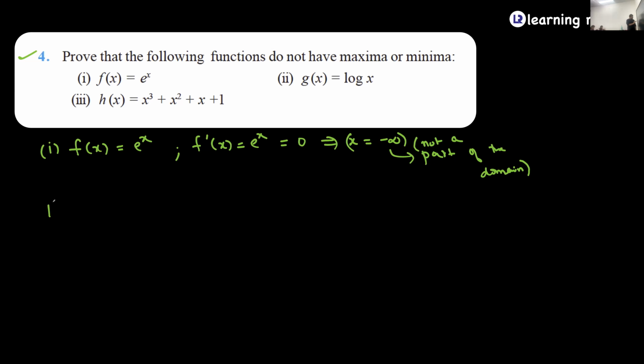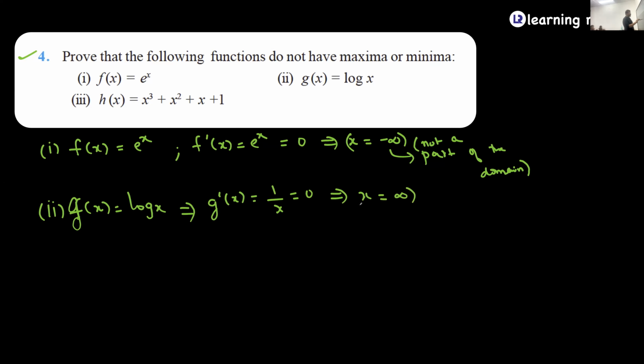Similarly, if you look at g of x is equal to log x, which implies g dash of x is equal to the derivative of log x, which is 1 by x. So if you equate 1 by x to 0 for maxima or minima, then x is equal to infinity, which is also not a part of the domain. This can also not be a part of the domain.